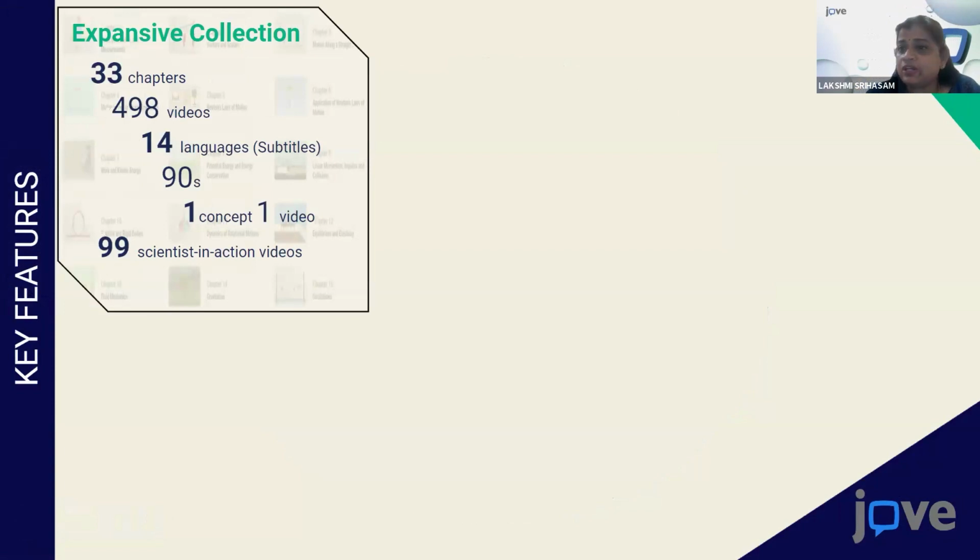Each video is approximately 90 seconds in length, and we follow one concept, one video. This is what we have followed when making these videos. At any point in each video, only one concept will be highlighted and discussed, so that it's not overwhelming for the student, and it will enhance their comprehension and also increase their retention. Other than that, we have 99 scientists in action videos in this collection.